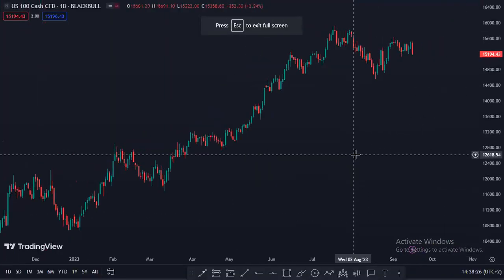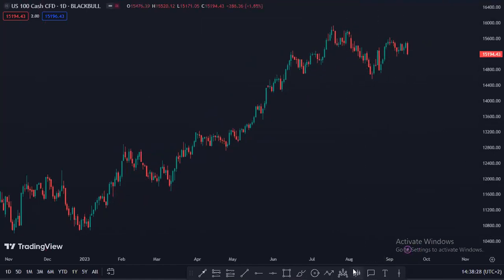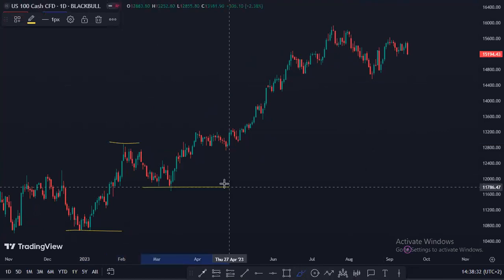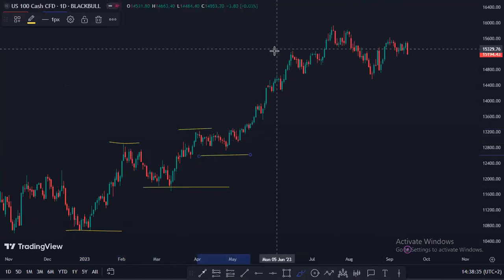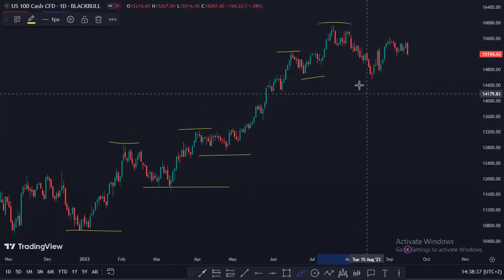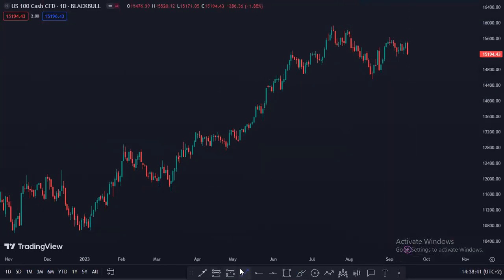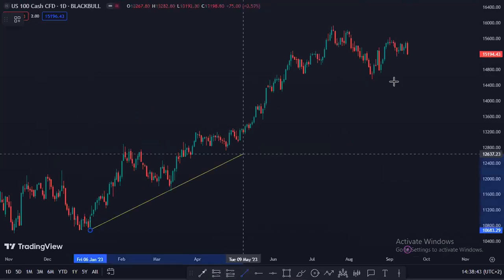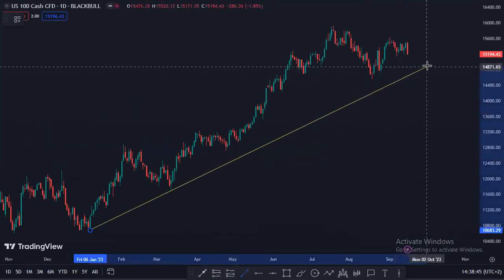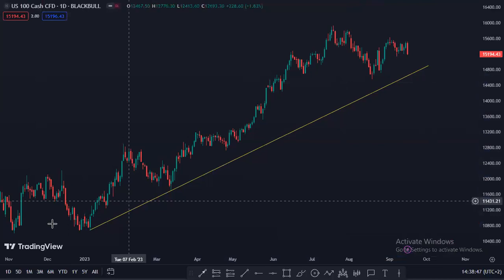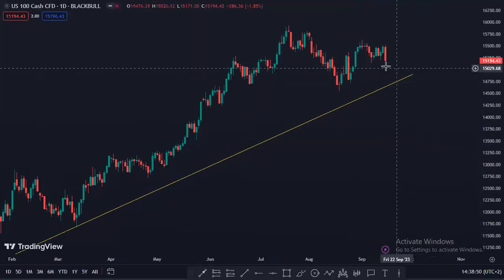US 100, guys, same thing. You can see the market is giving us a series of high highs and high lows, right? So price is literally just trending up, market structure speaking. Then you can see here we have first touch, second touch, obviously awaiting a third touch.